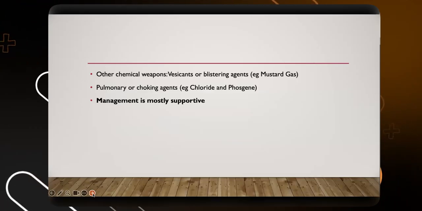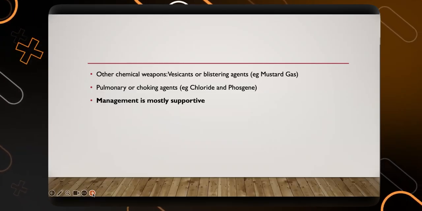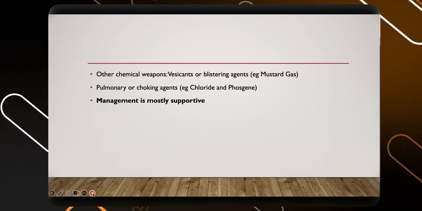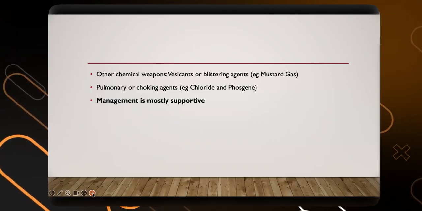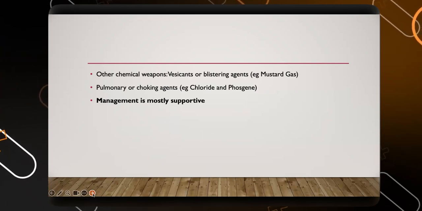Other chemical weapons include vesicants or blistering agents, for example, mustard gas, and pulmonary or choking agents, for example, chlorine and phosgene, and the management is mostly supportive.